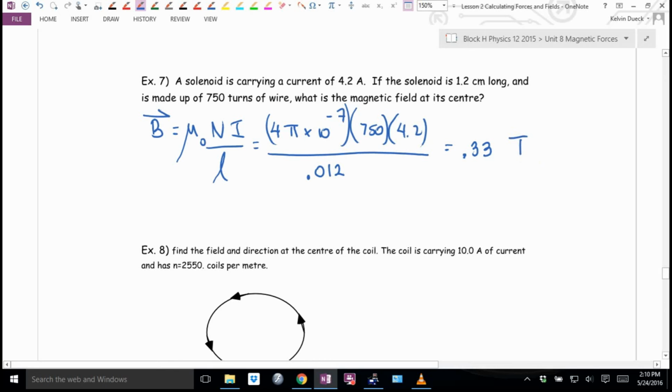What if I wanted to double the magnetic field? I could either double the current to 8.4 amps, easy enough to do, we've just finished circuitry, or instead of 750 turns, I could wrap 1,500 turns, double the number of turns, or instead of having it be 1.2 centimeters long, I could make it 0.06 centimeters long. It gives us complete flexibility to really customize any size magnetic field that you want. Muck around with the numbers. Whatever size magnetic field you need, I can build a solenoid that'll generate that at its center. So it's really a nice electric device.